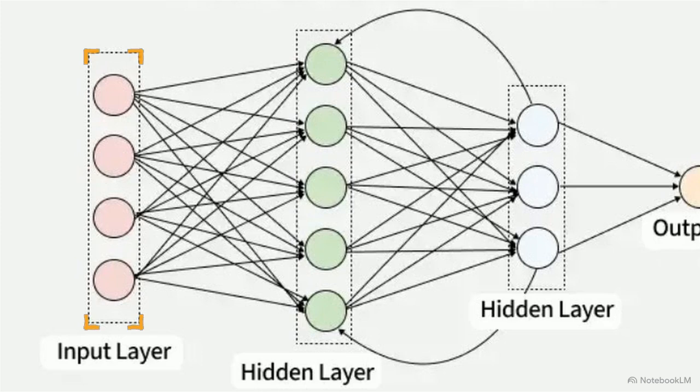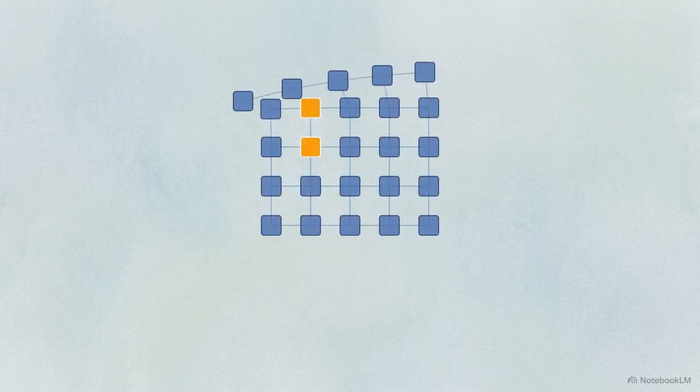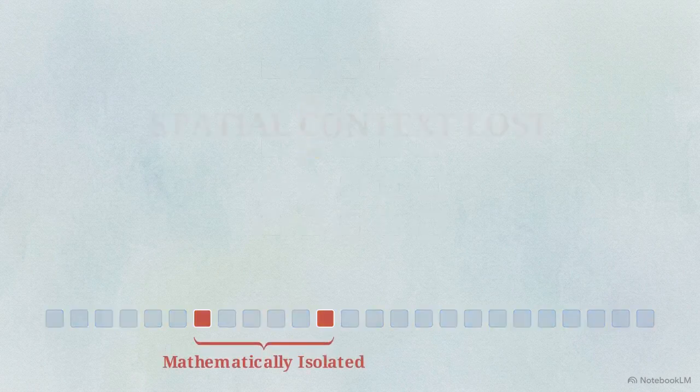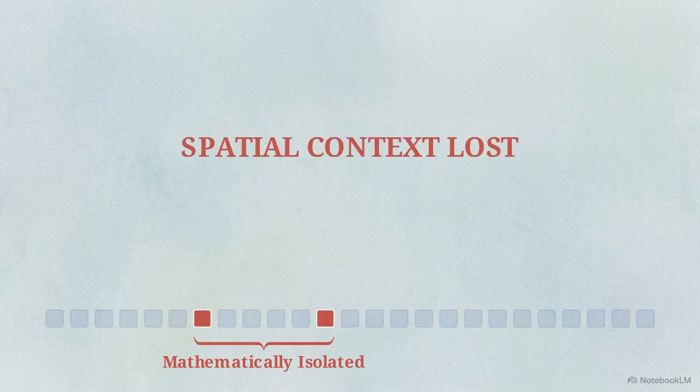To process a 64 by 64 image, we unroll the grid into a flat line. This flattening process destroys the topological integrity of the data. Pixels that were physically adjacent and structurally related in two-dimensional space are suddenly mathematically isolated, leaving the network without the spatial context required to make sense of the image.